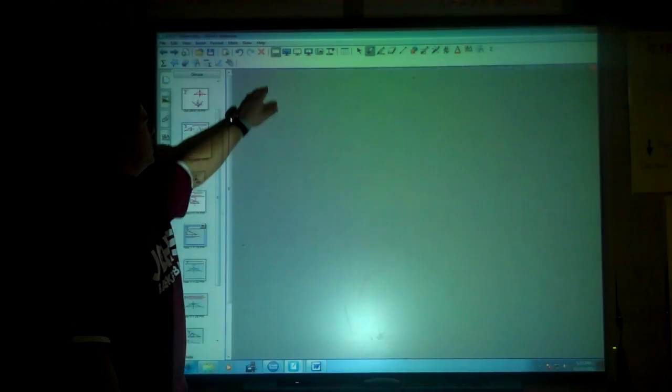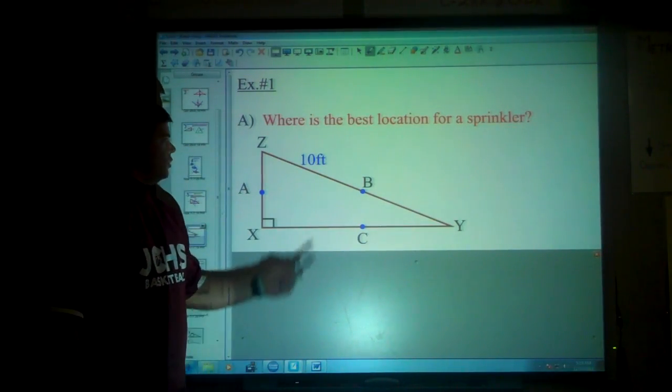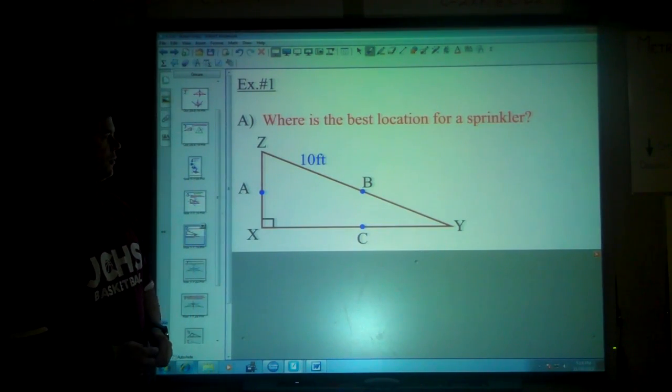Now, as an example, let's think about if we had a yard that was shaped in a triangle, and we knew that from Z to B was 10 feet. Where is the best location for the sprinkler?